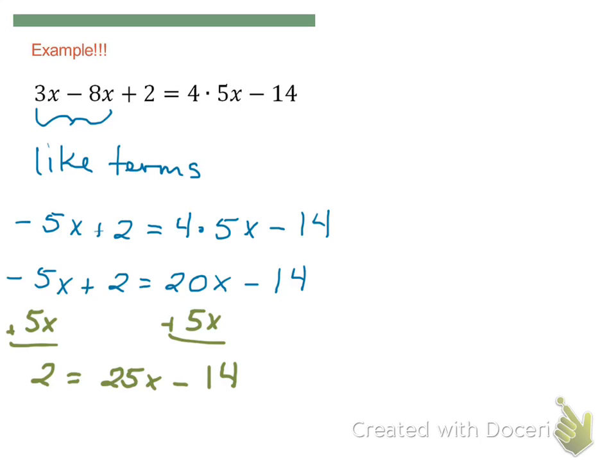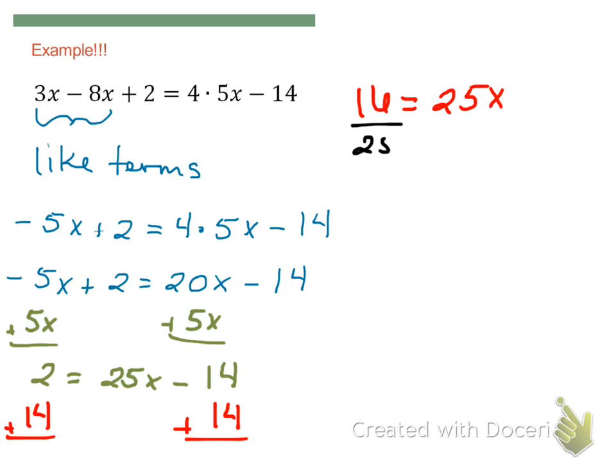Now I need to get the numbers on the other side. Like before, I'm going to add 14 because in the problem we are subtracting 14. So 2 plus 14 is 16, so 16 equals 25x. The last thing we need to do to get x by itself is divide by 25. We get a decimal, it's fine, x equals 0.64.